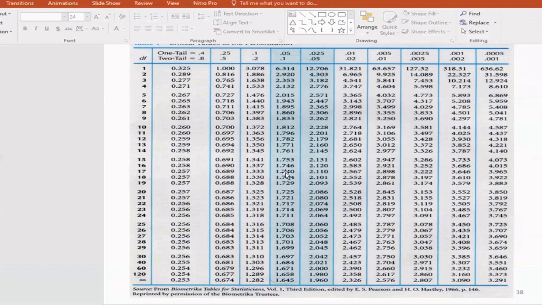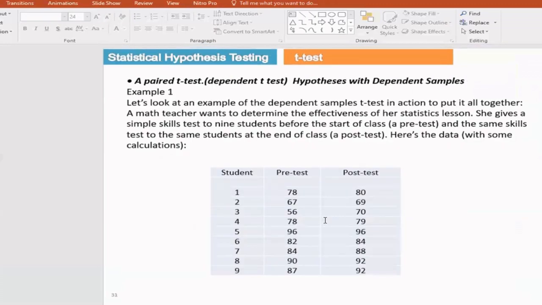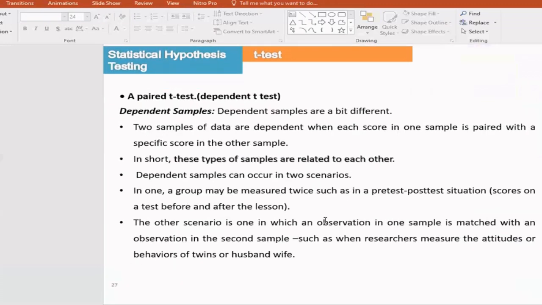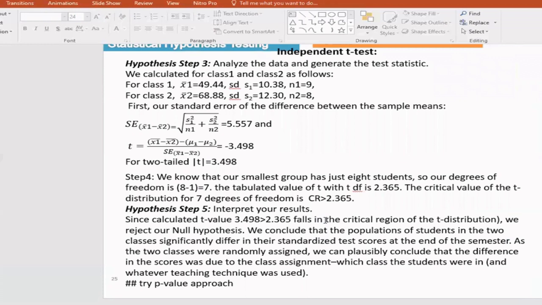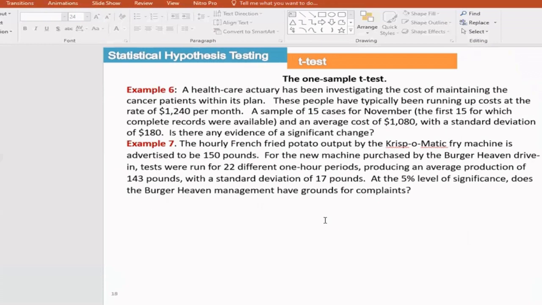Where is the level of significance? 0.05 for one tail. So it is 1.740. So our tabulated value is 1.740. So now let us make the conclusion. What can we make? So we got the tabulated value, so let us see.